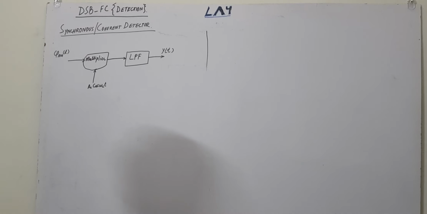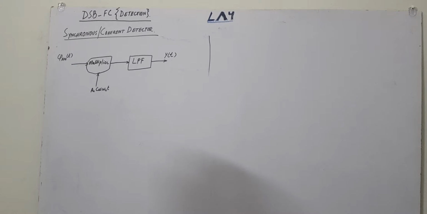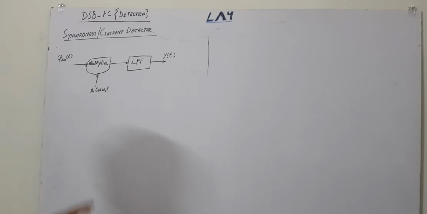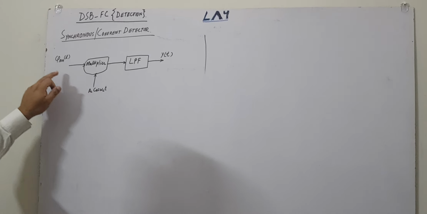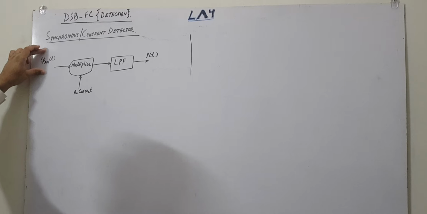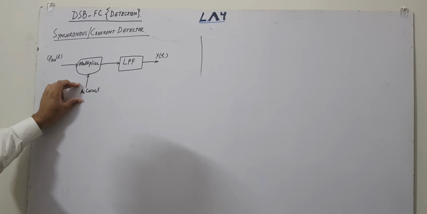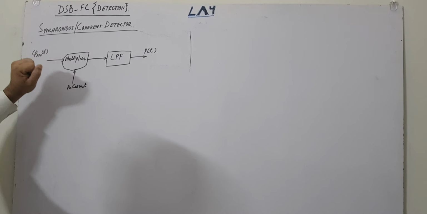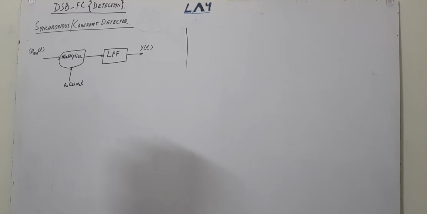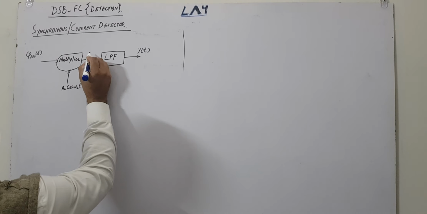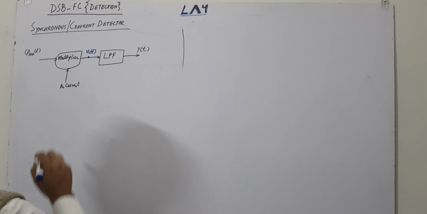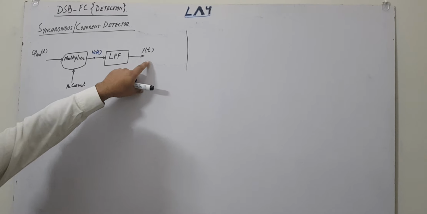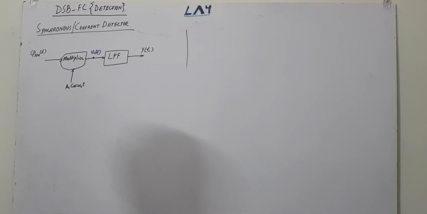In this lecture, we are discussing the third type of detector, the synchronous or the coherent detector. The block diagram of the synchronous or coherent detector is that there are two signals. The first one is the modulated signal and the second one is the locally generated carrier signal. Both of them are multiplied, and then you get the output v(t). The v(t) will then be given to the low pass filter, and from the low pass filter you will end up with your message signal. So the message signal is y(t).